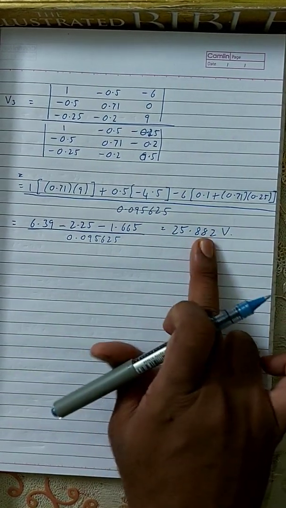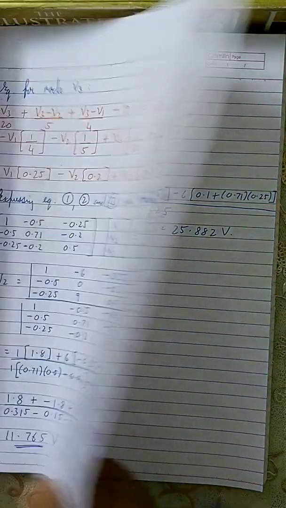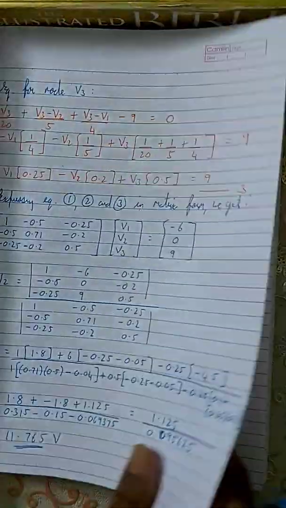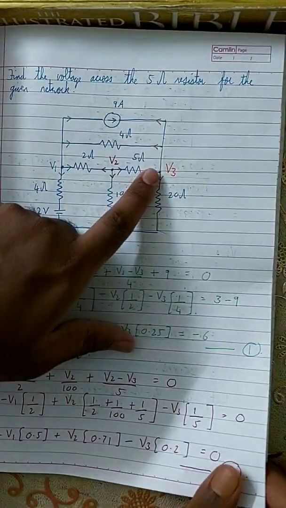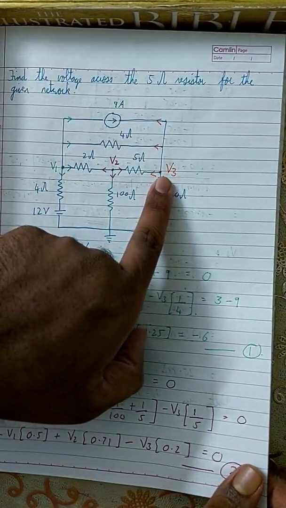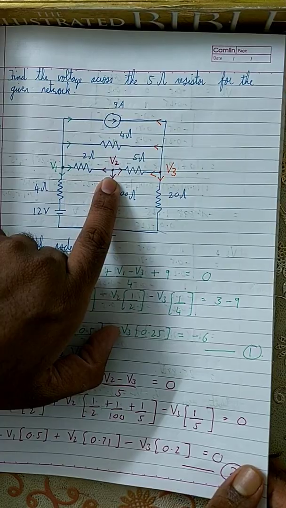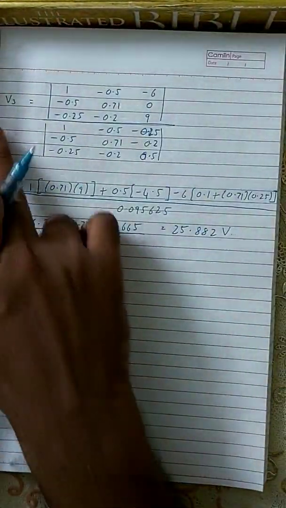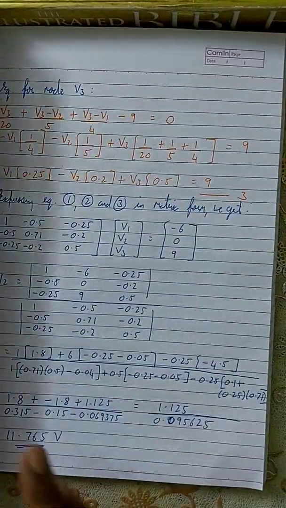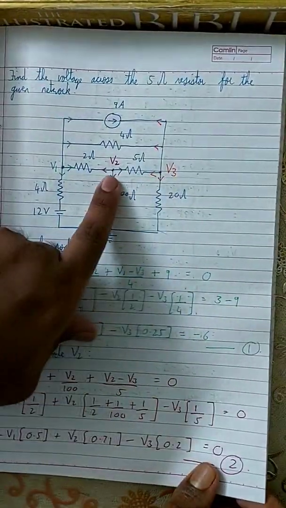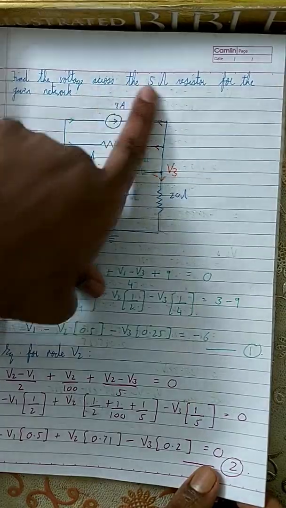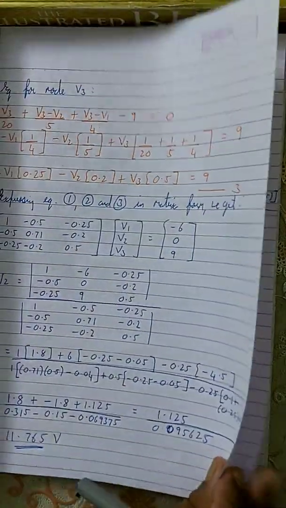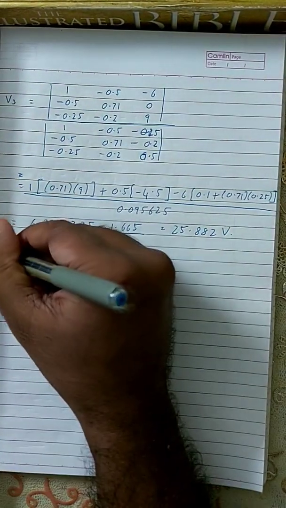So V3 is greater. Here V2 is only this much, but V3 is 25 point something. So the current across the 5 ohm resistor is flowing from V3 to V2, because current always flows from a higher potential to a lower potential. Here the question is to find the voltage across the 5 ohm. Voltage is nothing but V3 minus V2.